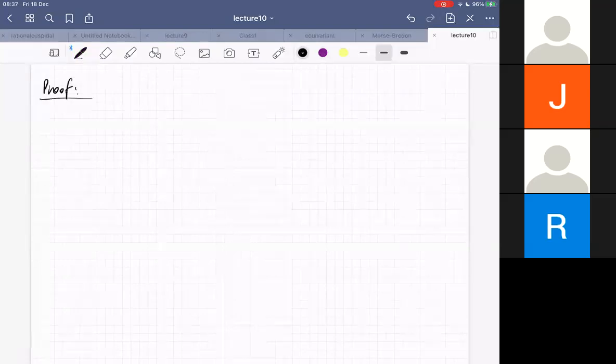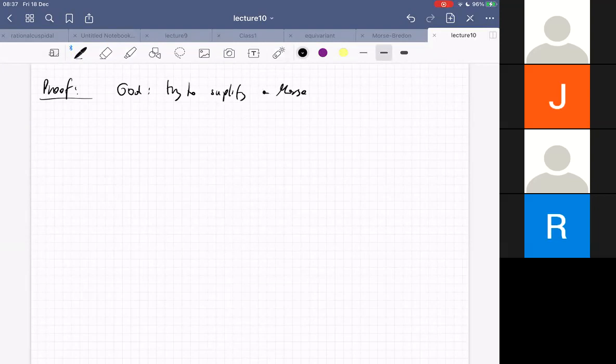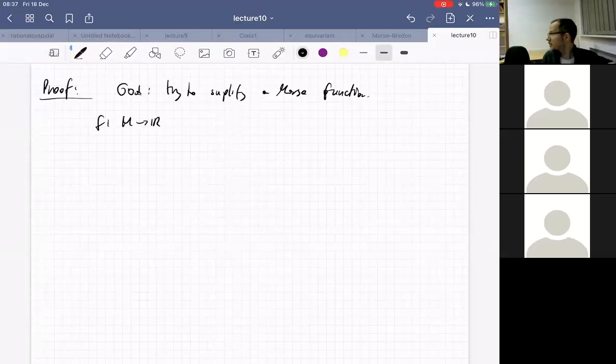Well, our goal is to try to simplify a Morse function. Take a Morse function on M, f: M to R, any Morse function, and then try to simplify it over and over to make sure that it has precisely one minimum and one maximum. We invoke the result that was proved during the classes. So we want to simplify.